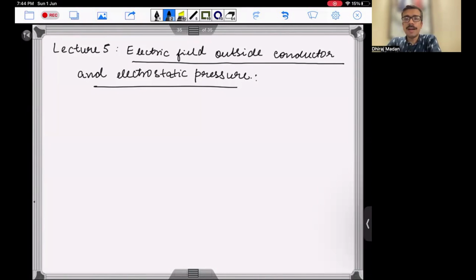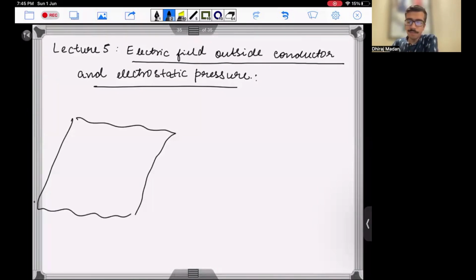Today we'll be looking at the topic of electric field outside conductors and the idea of electrostatic pressure. So basically, consider a conducting electrostatic surface with a varying charge density sigma as a function of x, y, z. Okay, so there is this charge density which can vary with the point.